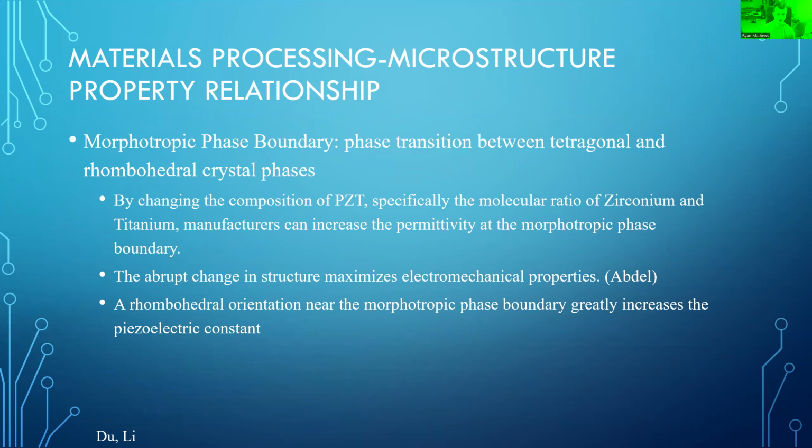It was found that a rhombohedral orientation near that morphotropic phase boundary greatly increases the piezoelectric abilities of the material, actually regardless of the material itself. So it actually has applications where you may be able to use a purer material besides PZT, and as long as it has that rhombohedral orientation near the MPB, the morphotropic phase boundary, you may get piezoelectric properties.